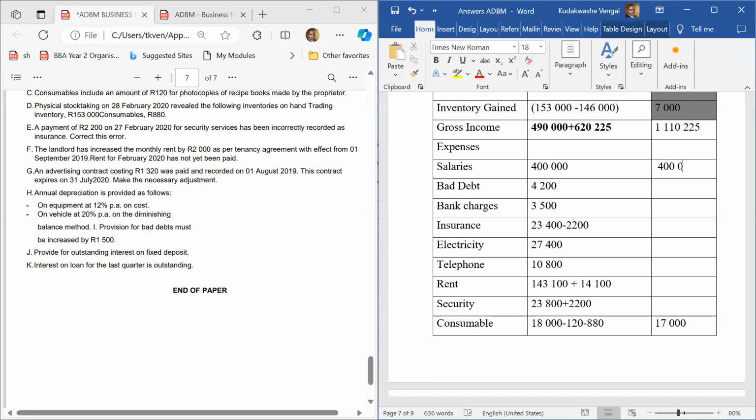Salaries didn't change. They're the same. Bad debts didn't change. They're the same. 3,500 bank charges. Insurance, 23,400 minus 2,200, that's 21,200. 27,400. 10,800. This one, 143,100 plus 14,100.